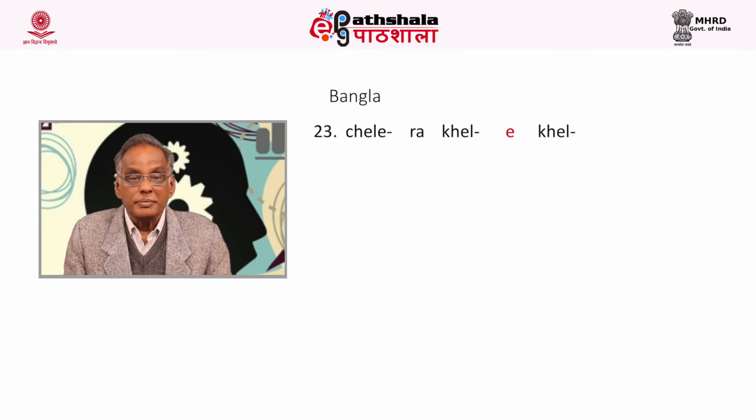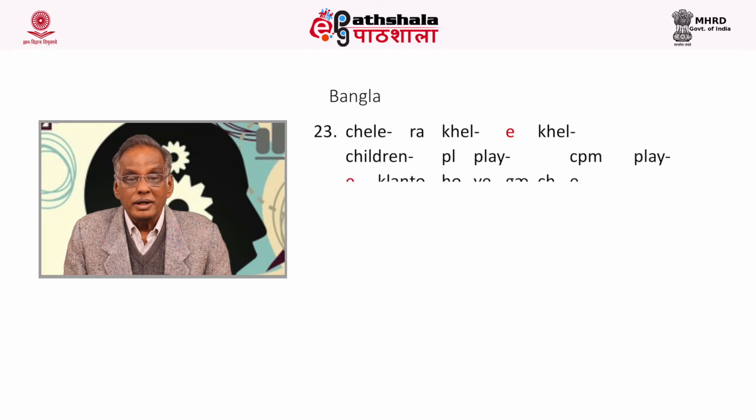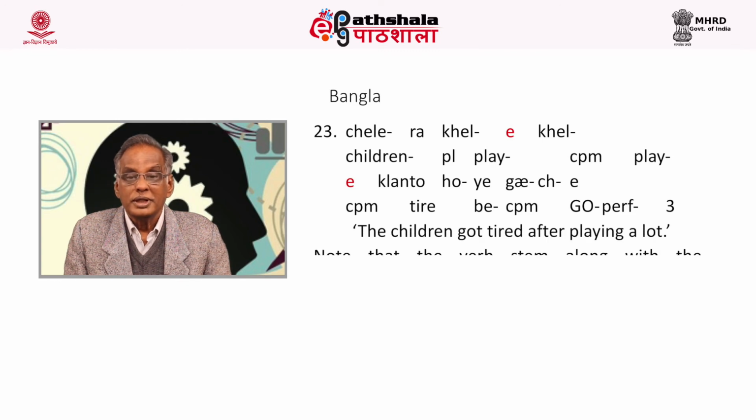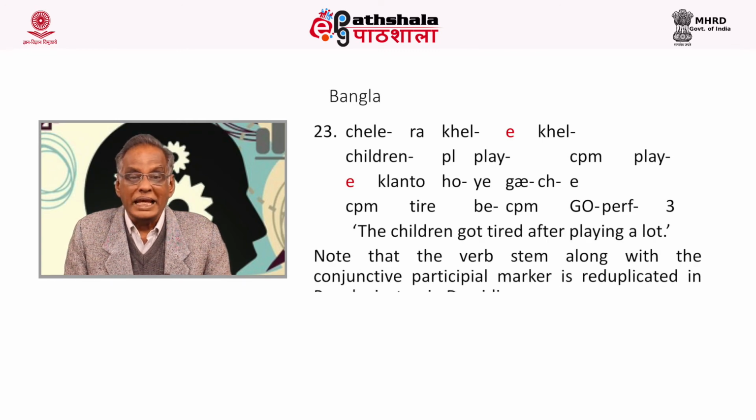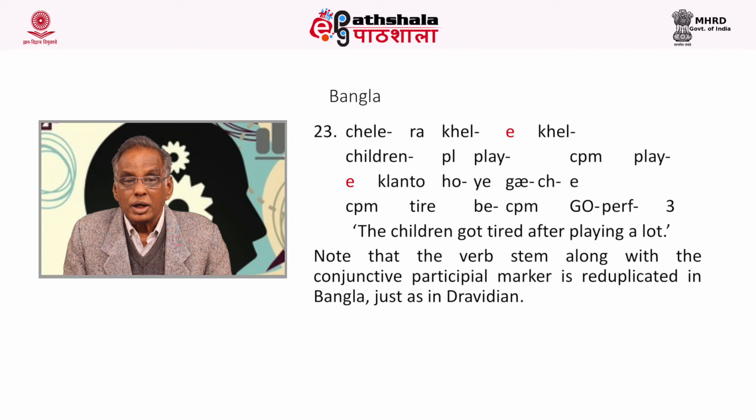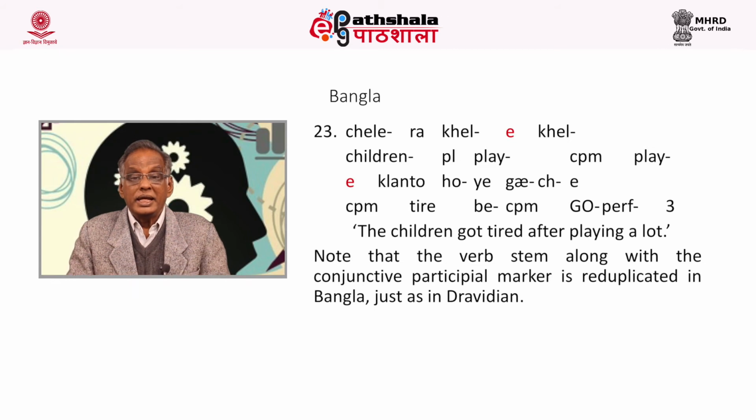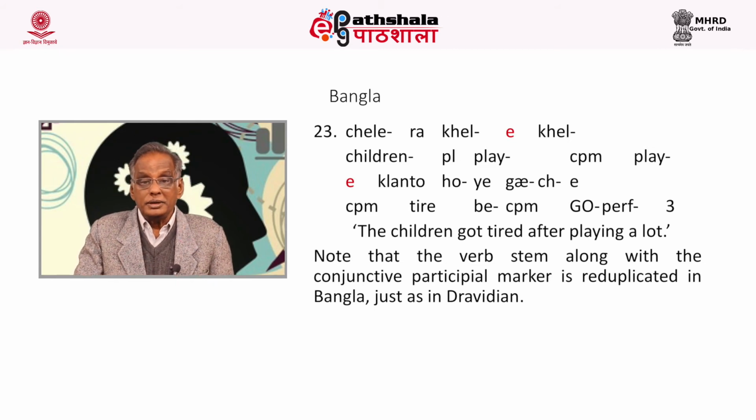Let's take an example from Bangla, where the conjunctive participle marker is a bound form, like in Dravidian. The Bangla form is: Chelera, khele khele, klanto hoiya che. Khele, having played. When it is repeated, it is khele khele. Why? Because e is a conjunctive participle marker, which is a bound marker. Therefore, khele khele you should have and not khel khele.